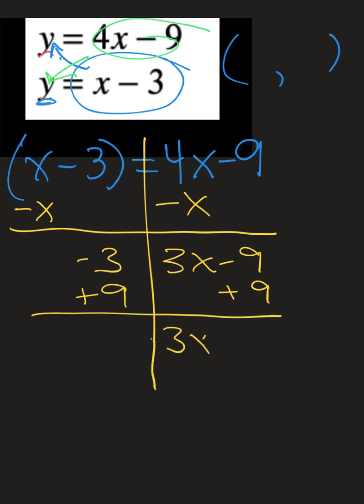And I have 3x plus 6, sorry, equals 6. And my final step, I'm going to divide by 3. So x is equal to 2.